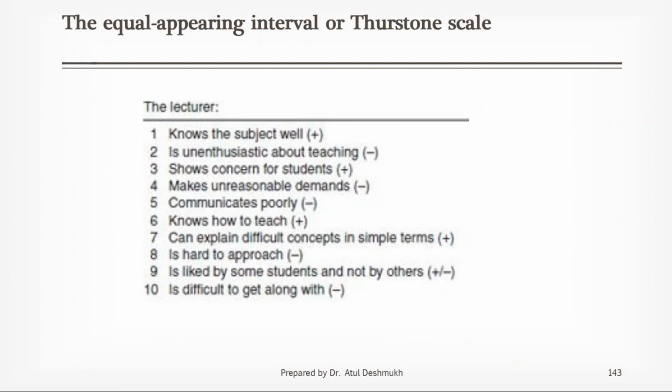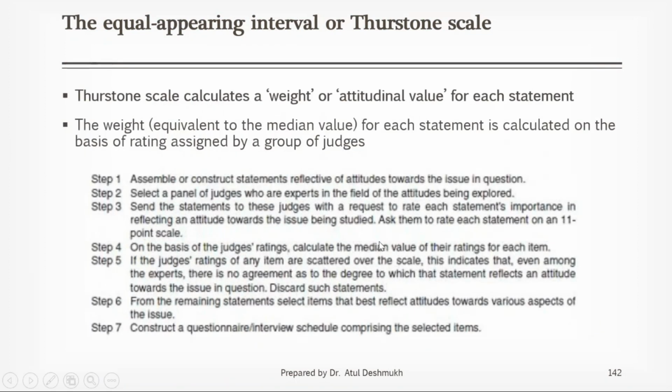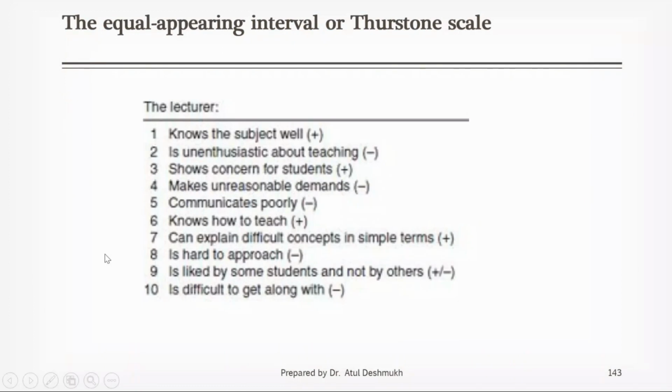So you will send it to experts in the field and ask them to mark it. How will they mark? Ask them to rate each statement on an 11-point scale, 1 to 11. 11 means the highest score and 1 means the lowest score for that particular statement. 11 means highest attitudinal value and 1 means lowest attitudinal value. 11 means highest weight and 1 means lowest weight.